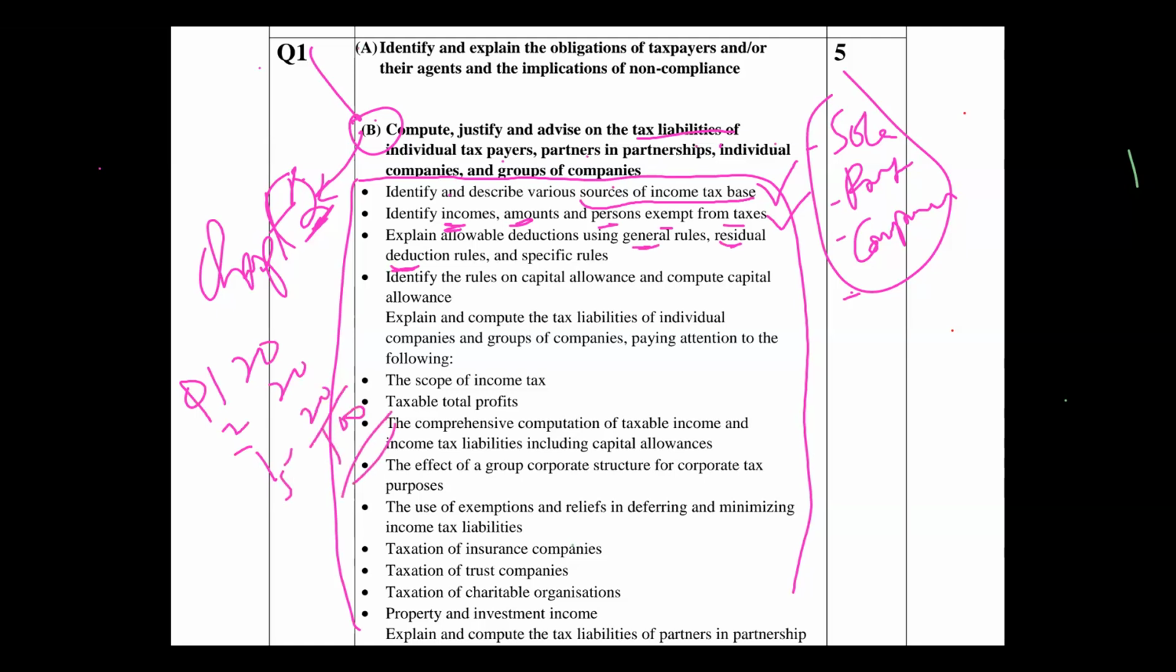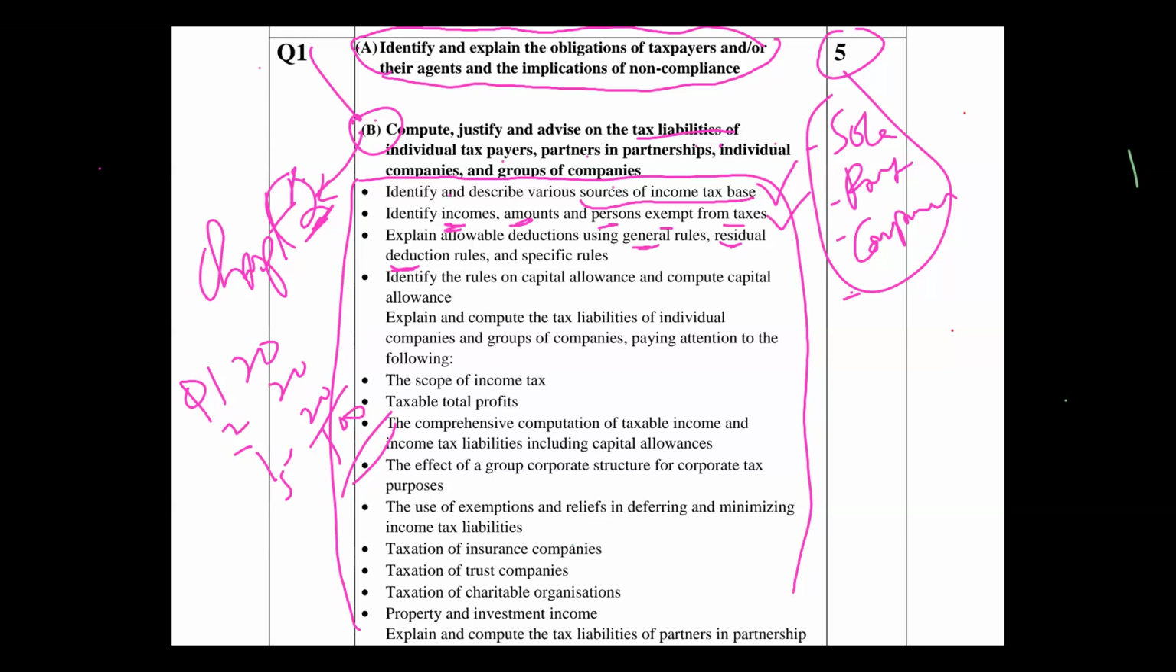So for question 1A, the question will be 5 marks. The 5 marks is coming from this side. So if I have the S&D notes, my main focus will be to go and read on this. Though it's only 5 marks, I'll go and read that portion, because 5 marks is coming from there. Identify and explain the obedience of taxpayers and or their agents and the implications of non-compliance. So I have to go and search for it and read it. They will set a question from there, which is about 5 marks.